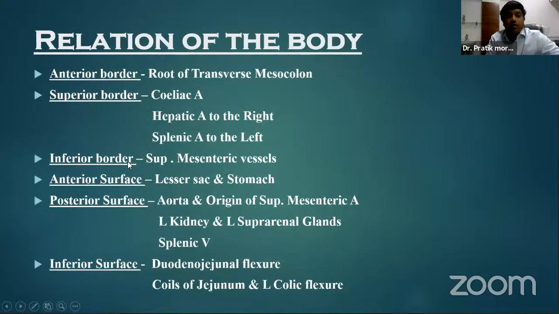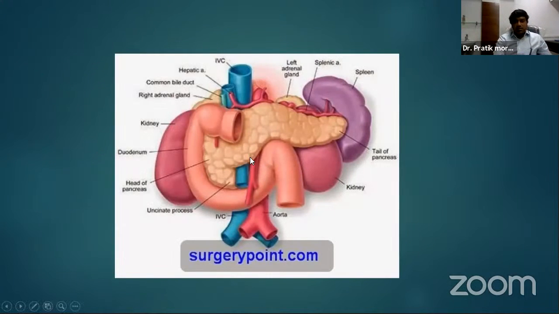Then the inferior border. The inferior border is related to the superior mesenteric vessels. See, this is the inferior border and it is related to the superior mesenteric vessels. They are nothing but this superior mesenteric artery and this superior mesenteric vein. These two vessels are present on the inferior border of the body of the pancreas.